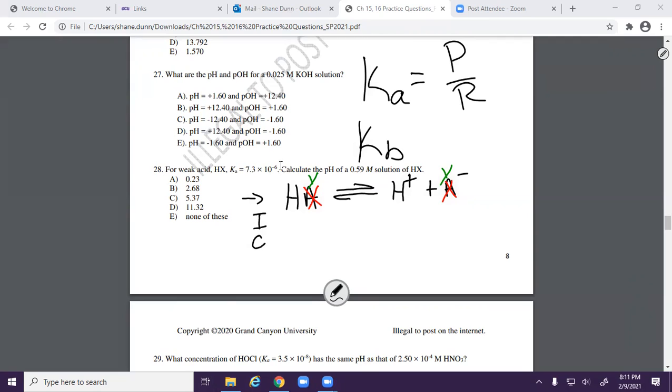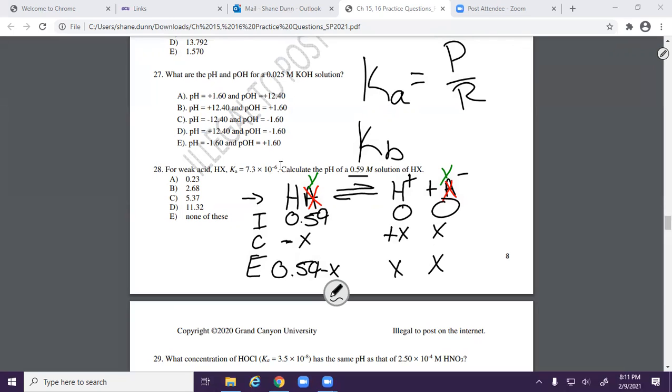Now we're going to focus on an ICE table. So, at the beginning of all ICE tables, you should have no products. How much of this do you have? You have 0.59 of that. Does that kind of make sense? Cool. There's a change, right? That change is X. So the N value will be 0.59 minus X.